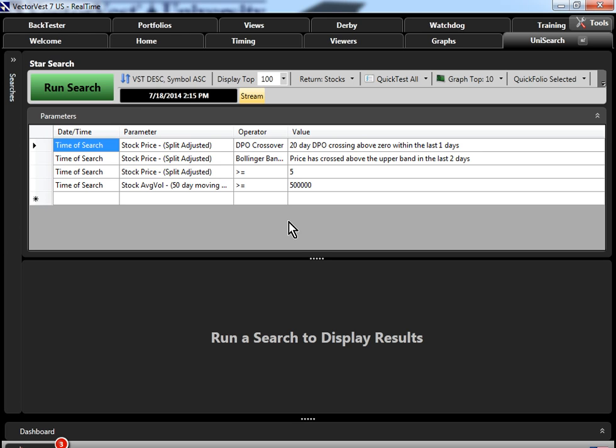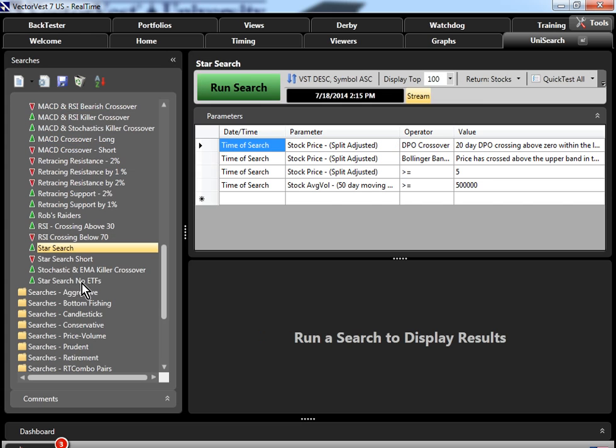In the process of developing the trading plan that I'm about to show you, and we will move into the backtester to show you the research that I came up with, I found that eliminating all ETFs from this type of methodology worked a lot better than including them. So what we did is, you can see this search here, it says Star Search no ETFs.